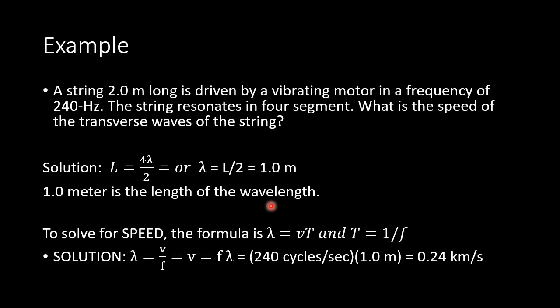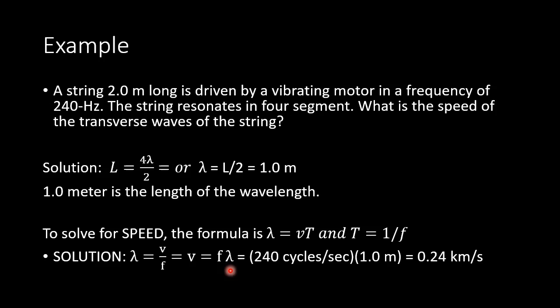Now to solve for speed, we can make use of the formula lambda is equal to the speed times the period T. Remember that period is the reciprocal of our frequency. That is 1 over f. Now the solution is our lambda will be multiplied to v times T, which is 1 over f, and solving for v is equal to the frequency times our lambda.